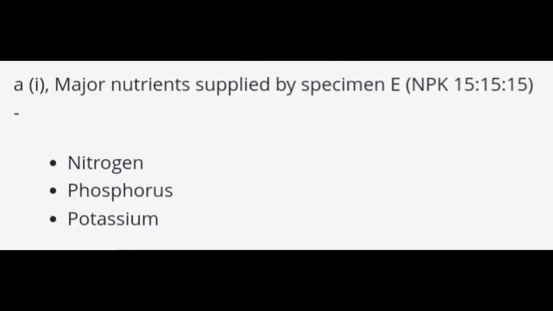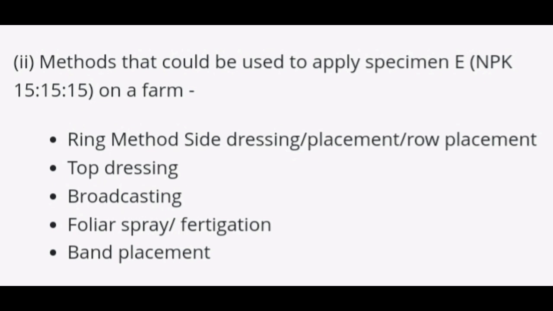All right. So remember, the major nutrients supplied by NPK fertilizer are nitrogen, phosphorus, and potassium. Okay, but then the methods that we can use to apply this NPK fertilizer on a farm, remember we can use ring method, side dressing, or placement, or row placement. We can use top dressing. We can use broadcasting, just around. We can use foliar spray or fertigation. We can use band placement. All right, those are the methods we can use to apply NPK fertilizer to a farm.